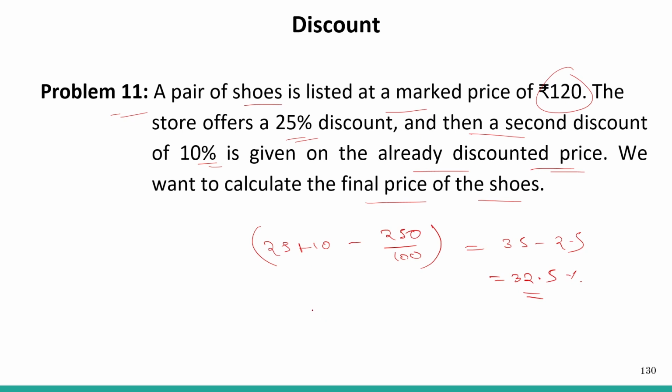So how much is the remaining amount? It will be 67.5%. So 67.5% of what? 120. So 675 by 1000 into 120. Cancelling a 0 from there and here. So what we are left with is this much amount.